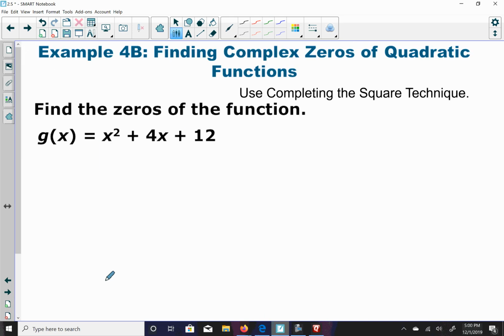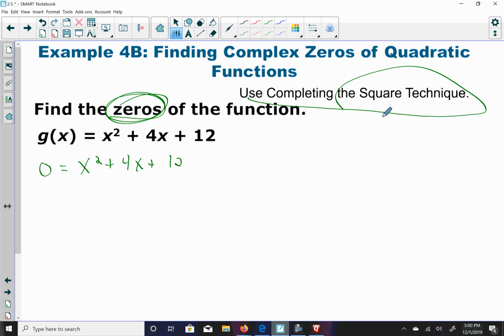So here I'm going to find all the zeros again. It's asking me to find the zeros of the function. Zeros means that I set the equation equal to 0. It's going to be 0 is equal to x squared plus 4x plus 12. The directions are telling me to use the complete the square technique.